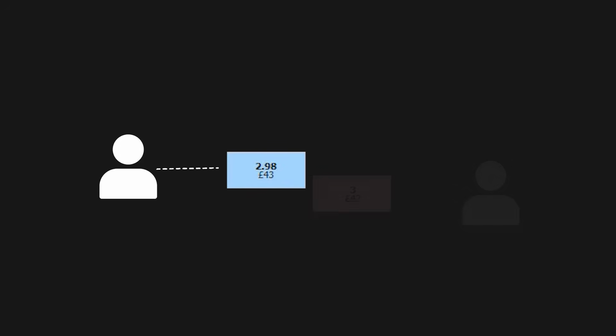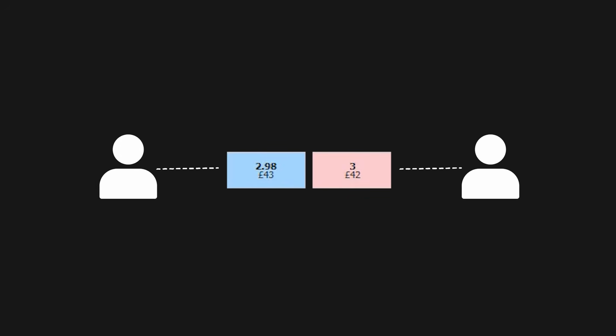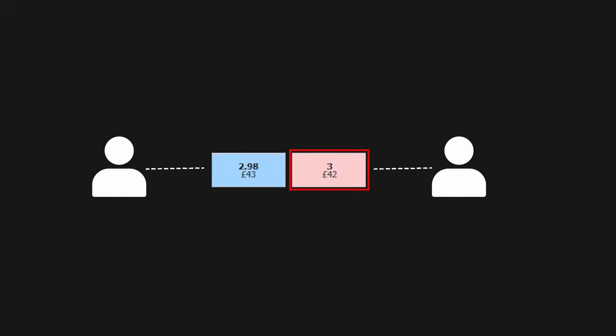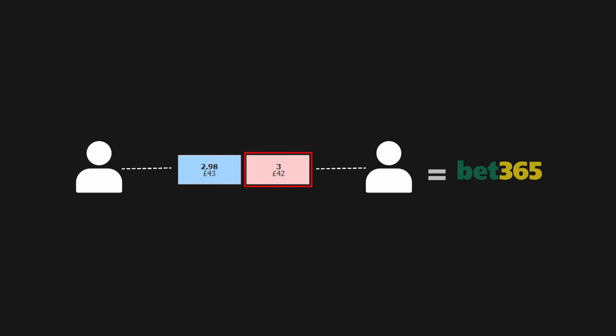But here's the part that nobody explains properly. Both back and lay bets need each other. One person's back bet is another person's lay bet and vice versa. So when we place a lay bet, effectively, we're taking the role of a traditional bookmaker like Bet365.